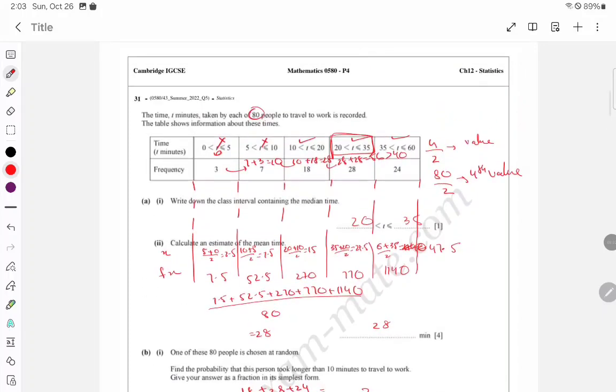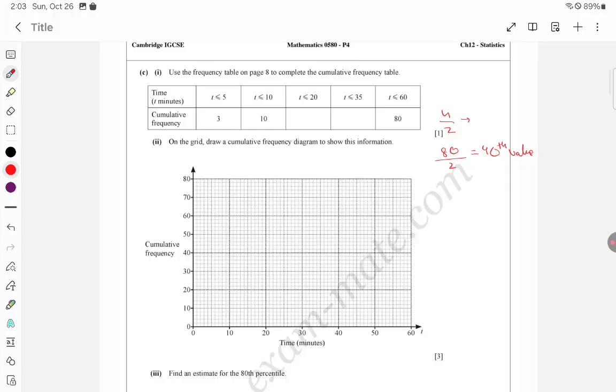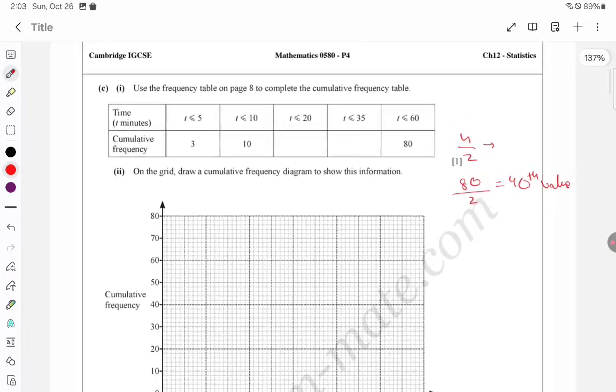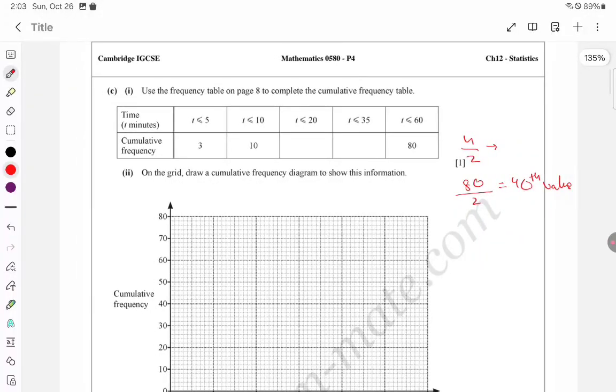Question 31. There is a part C in which again this is related to cumulative frequency. Part C says use the frequency table to complete the cumulative frequency table. For that, simply take the previous 10 value and we know the second one is 18. It will give you 28. And for the rest, this column has the value of frequency 28. It will give you 56.